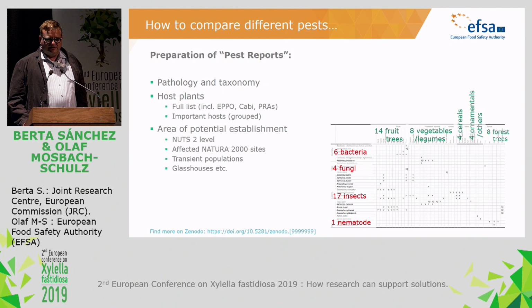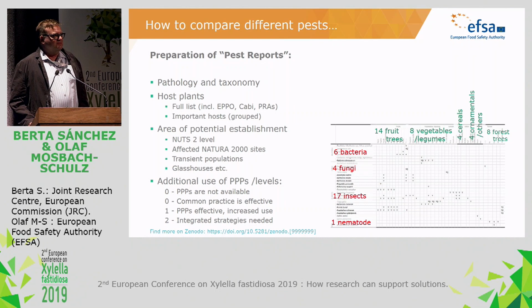One point is the area of establishment. We were looking at the NUTS-2 level to find the information. We were also looking at which Natura 2000 sites were affected by the pest, what's happening with transient populations, and where glasshouses might be affected. And additionally, there was one question on the additional use of pesticide.